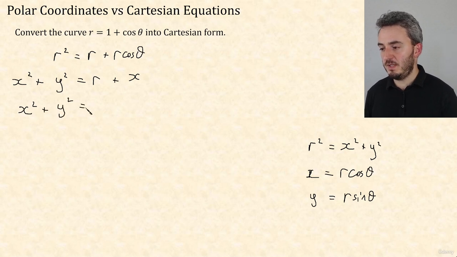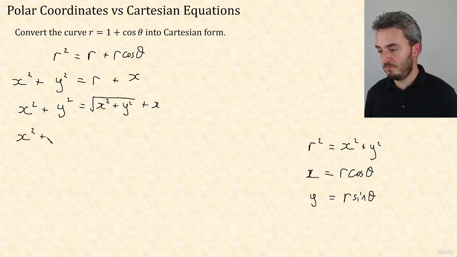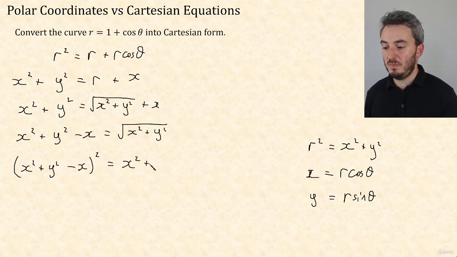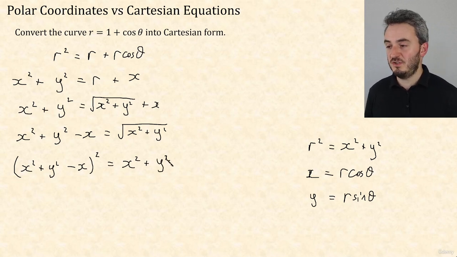We have x squared plus y squared equals the square root of x squared plus y squared plus x. And we could actually deal with this now by just getting everything over on this side apart from the square root, and then squaring everything. So x squared plus y squared minus x equals root x squared plus y squared. And we could square everything to get x squared plus y squared minus x all squared equals x squared plus y squared. And that is the rather monstrous Cartesian equation of this lovely cardioid shape.